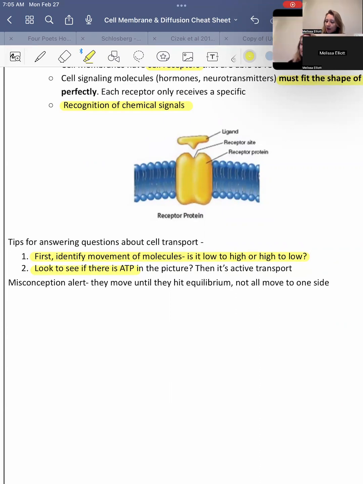And then a misconception. I want to make sure we understand that molecules will move until they're equal on both sides. And once they're equal, they're no longer really going to move around a lot. So they don't all shift from one side to the next side. They're all going to move until they hit equilibrium.